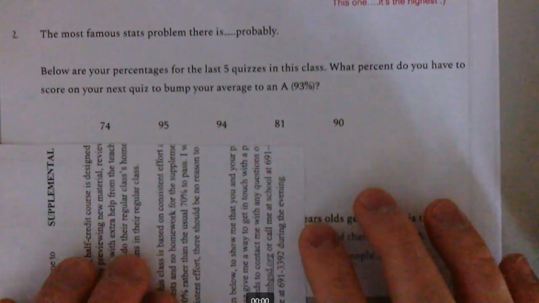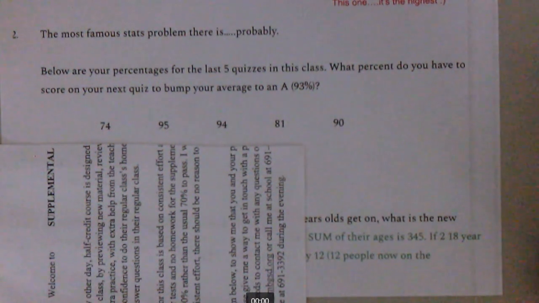Okay. Next one is like the most famous statistics problem there is. I feel like ACT, SAT, college entrance exams, this kind of thing shows up a bunch. It says, below are your percentages for the last 5 quizzes in this class. What percent do I have to score on the next quiz so that I get an A in the class?